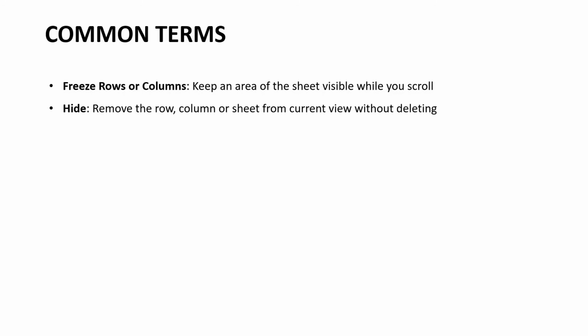Hiding rows, columns, and sheets in Google Sheets means you are removing the row, column, or sheet from view without deleting it. This simplifies and protects the spreadsheet view. You can unhide hidden rows, columns, or sheets to restore the original view.